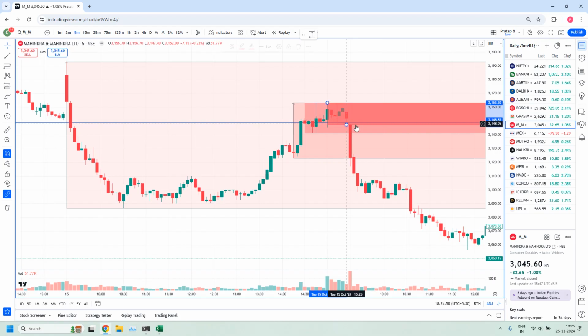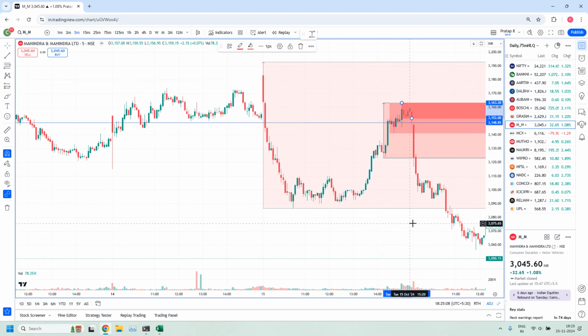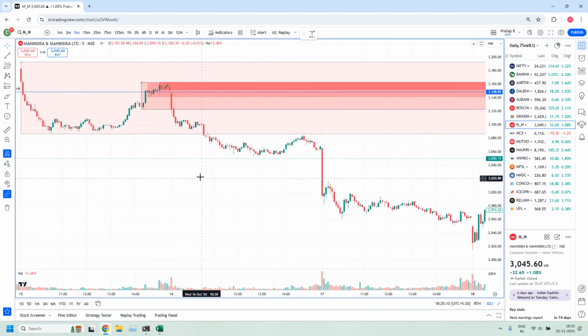And week to week, if you would have drawn, it is a clean trade. And if you would have drawn a type 2 proximal with small entry buffer at the blue color line, what I have drawn, you will get the trade.